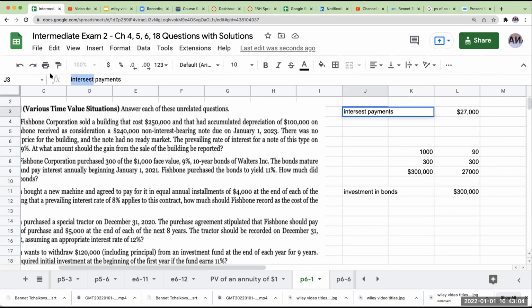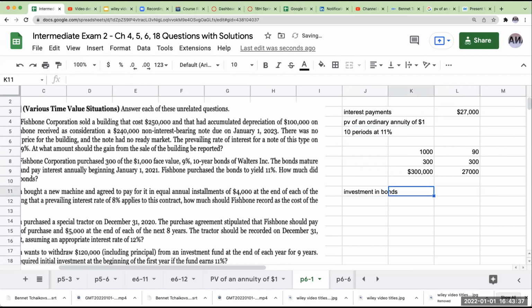Now for my interest payments, the way I'm going to value this is to take the present value of an ordinary annuity of $1. This is basically going to be 10 periods at 11%. And by the way, I'm not actually going to show the bonds here at the face value. I kind of screwed this up, but this is the total amount that I had over here, and I'm going to explain why in just a moment.